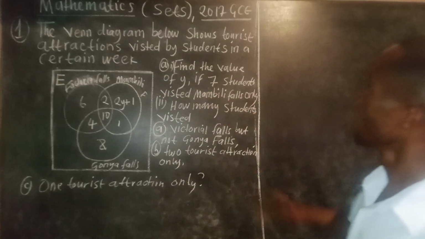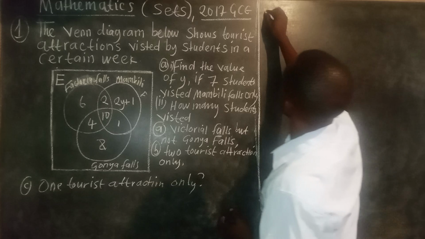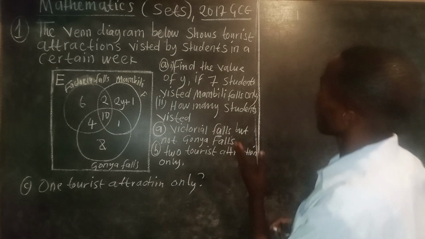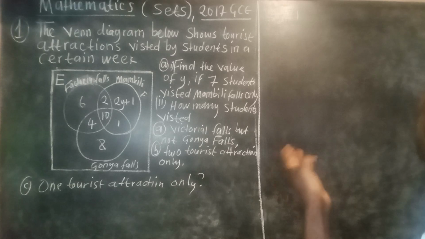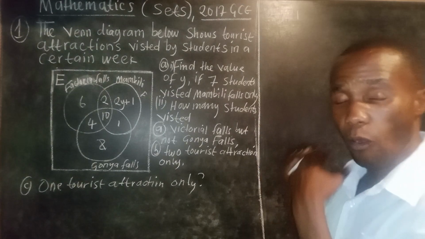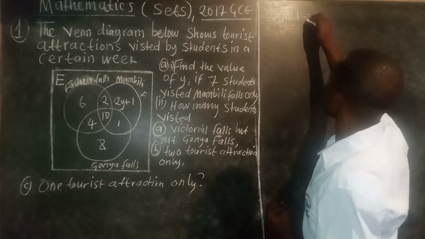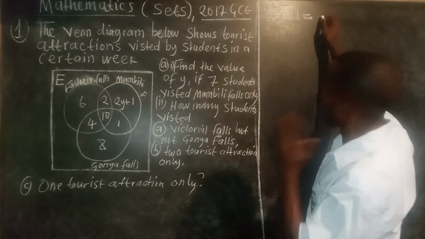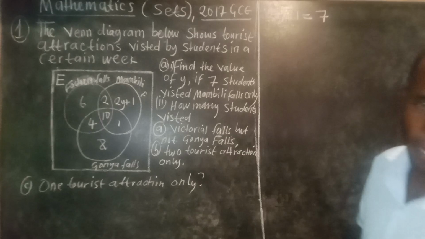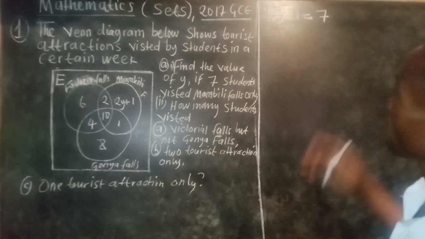So our equation now is going to be 2y plus 1. In the statement they are saying find the value of y if 7 students visited Mambima Falls only. So we are going to equate it to 7. Because they are saying only 7 students, it is equal to 7, and that is our equation. That is an equation, and it's very easy for us to find the value of y.